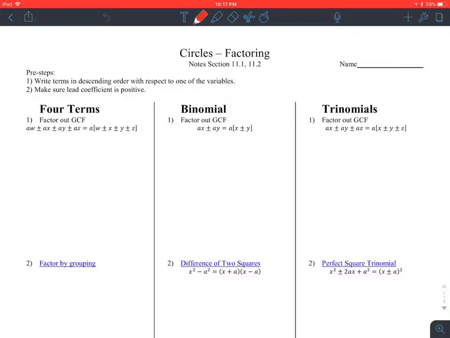Well, I'm happy to announce this is my first Blizzard bag. It's a great time to be alive. So let's talk about factoring.